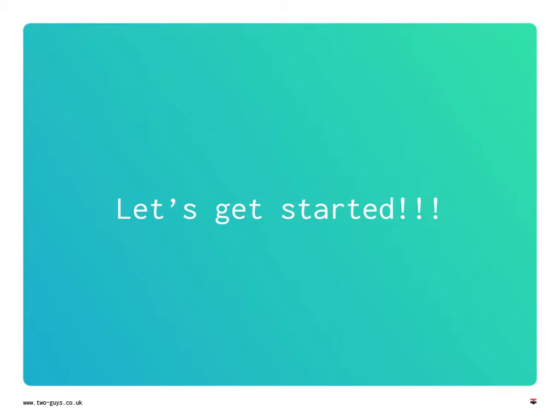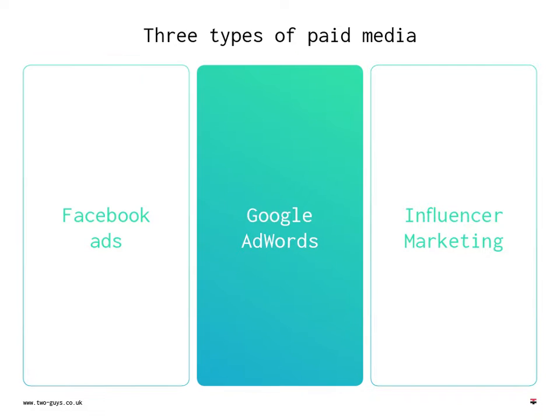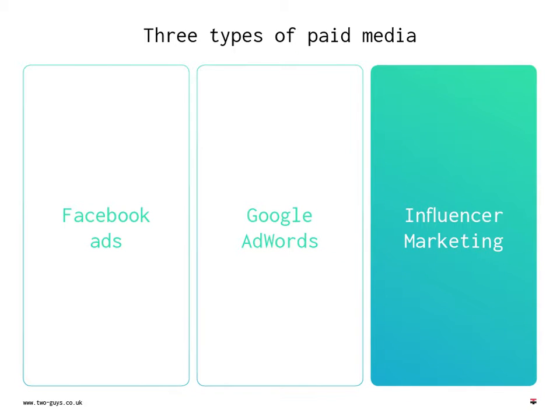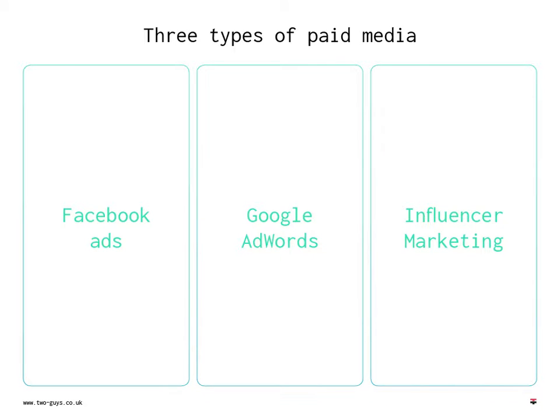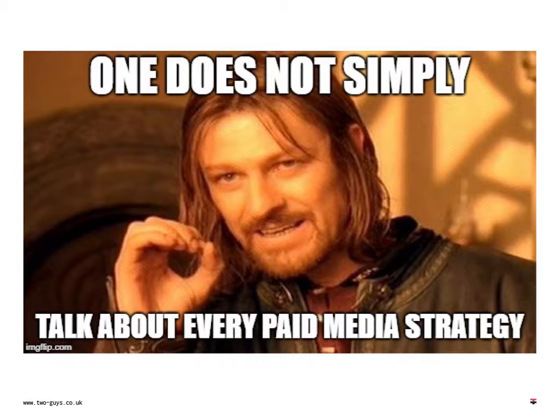So let's get started. There are three main types of paid media that we look at digitally, and these are the ones that we rate as well performing for the time and cost investment. These are Facebook ads, Google AdWords, and influencer marketing. So all have their benefits and they all have their separate strategies to get the most out of. So today we're going to be looking mainly at Facebook ads. If we looked at them all in this video, this would be longer than the Lord of the Rings saga. So we're only going to be doing separate videos for each one.